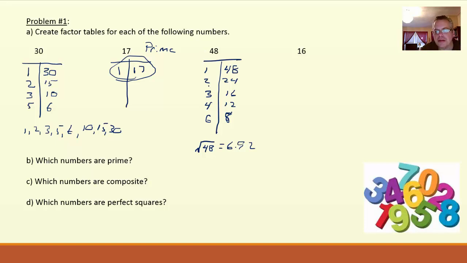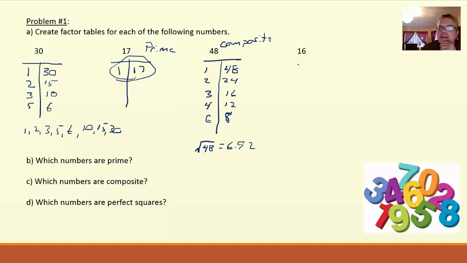So it's kind of nice to know when to stop. If you have a big number, when can I stop trying things? Okay, 48 is definitely not prime. It's composite because it's not prime. Any number that's not prime is known as composite.